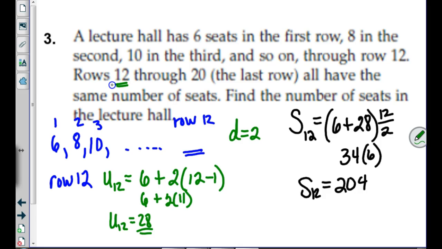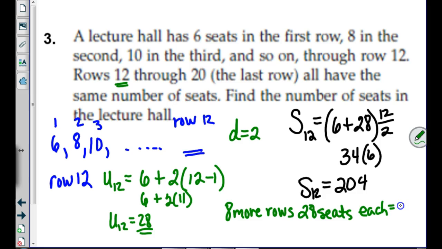Her question is, why can't we just solve for the 20th term? It says when you get to row 12, all the rows are the same. It doesn't keep going up by 2. Okay? That's all we're going to do now. There's 8 more rows, right? And each of those 8 more rows has 28 seats. And what does that come out to?